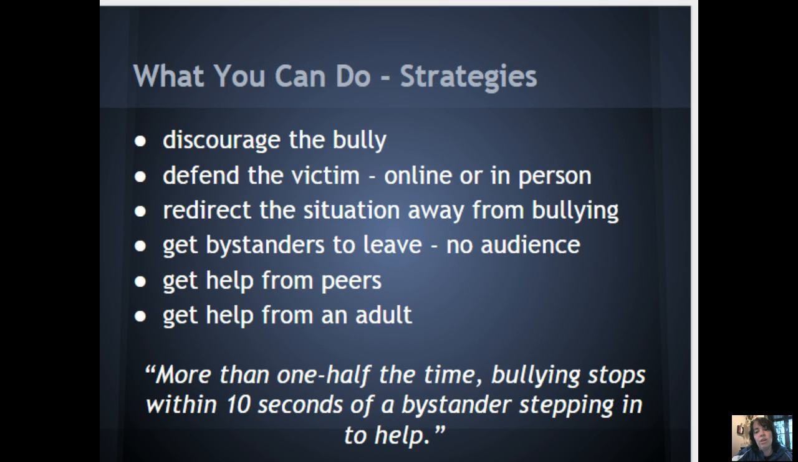What you can do is you can discourage the bully. You can help defend the victim, whether it's in person or online, if it's online, by posting positive things about that person, not negative things about the bully. You can sort of try to redirect the situation, so try to take the focus off of what's going on and try to distract the bully, especially if you have some sort of relationship with that person, and get them to stop.